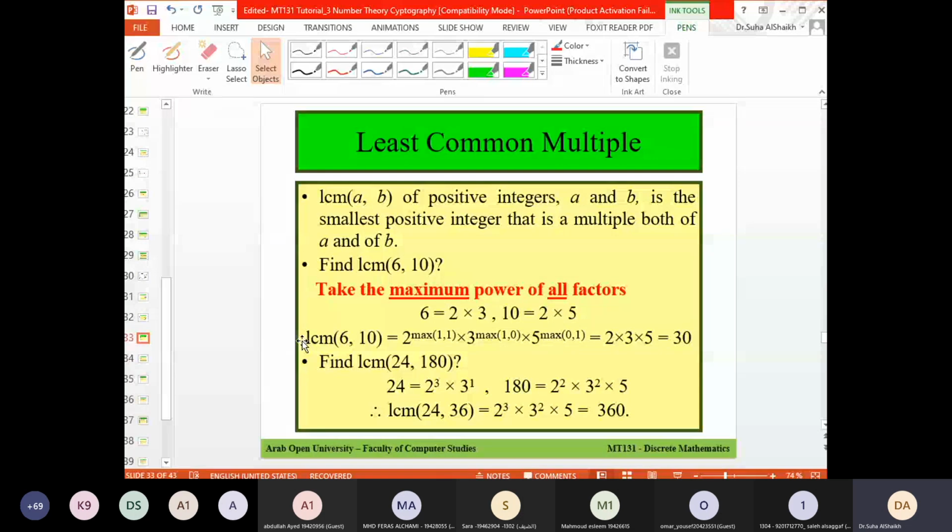Now the last thing is the least common multiple, or what we call the LCM. The LCM is a positive integer, which is the smallest positive integer that is a multiple of both A and B. You must write the value of the exponent. How did you forget to write the exponent value? You must. How will I find the GCD if I don't put the power?